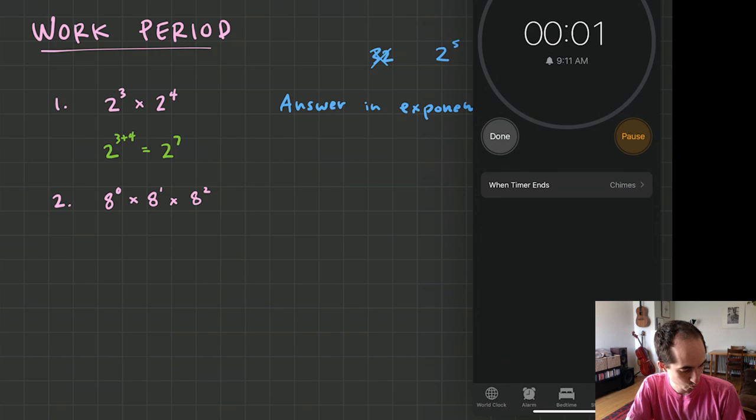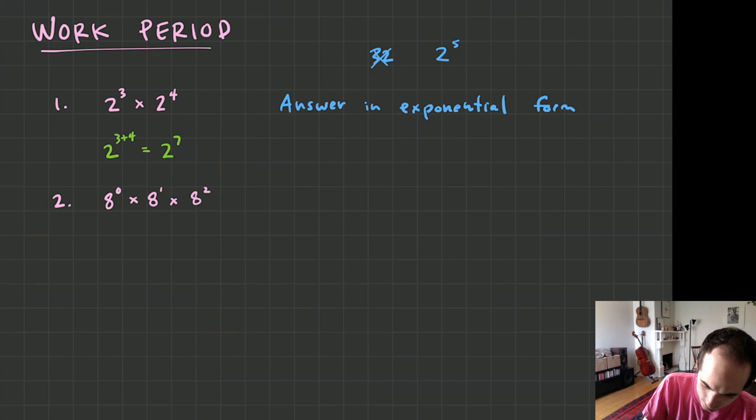Okay, so this one is going to be, well, they all have a base of 8, so they have the same base. So this is 8 to the power of 0 plus 1 plus 2, which, well, 1 plus 2 is 3, so this is 8 to the power of 3.